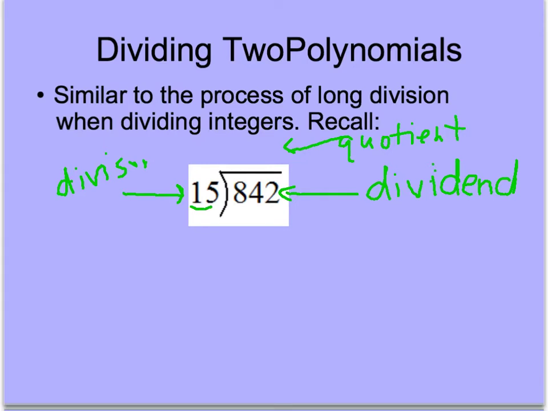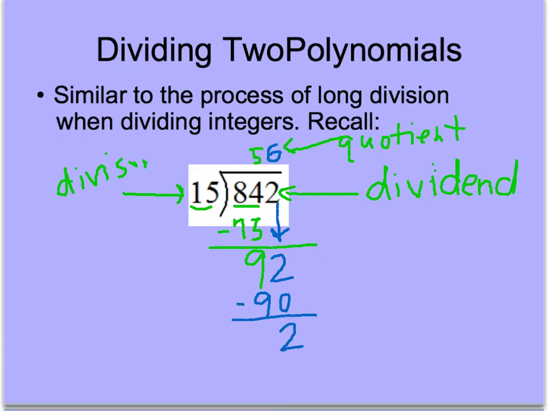And so recalling long division from way back in elementary school, I have to see how many times the divisor will go into the dividend. And I know that 15 will go into 84 5 times. So then we do 5 times 15 and get 75, which we take away from the 84. And that gives us 9. Then bring down the 2, and we're going to see how many times 15 will go into 92. And I know that that's 6. So I do 6 times 15 and get 90. And I have a remainder of 2.